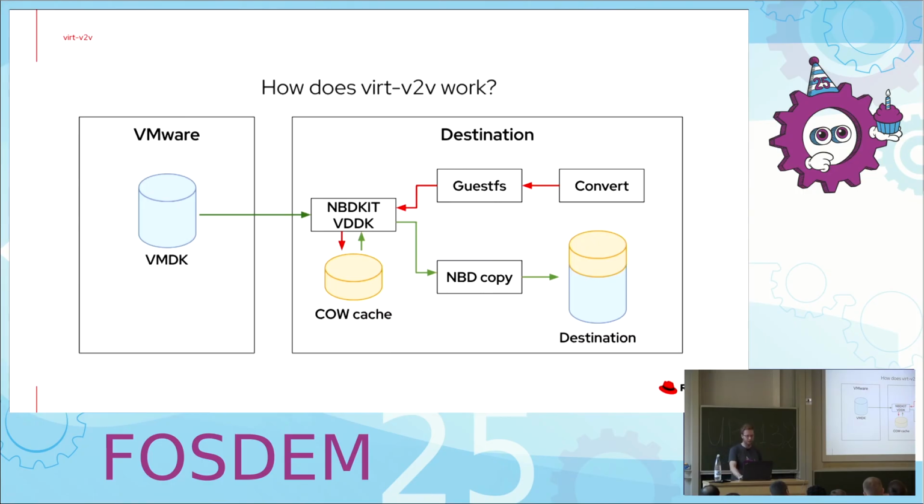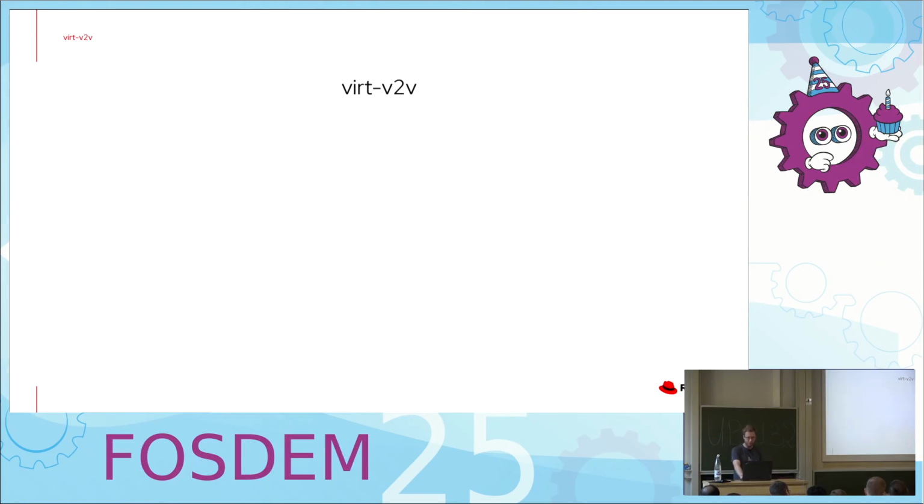So then we do the NBD copy, first reading from the cache, and then the remote blocks from the VMDK. And we got the destination. Advantages: it fails fast. It's really good at it. If something goes wrong, it supports many operating systems.